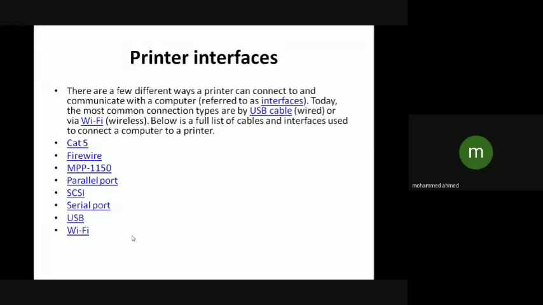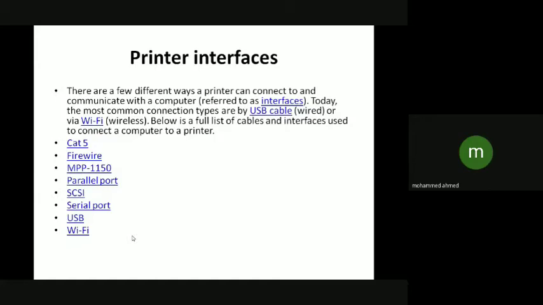So, printer interface. There are a few different ways a printer can connect to and communicate with a computer, referred to as an interface. So how a printer is connected to the computer is called what? Interface. Today, the most common connection type is USB, wired. Normally all the printers, if you see, are USB. And some of them are what? Wi-Fi. Wi-Fi is also there in the printer.